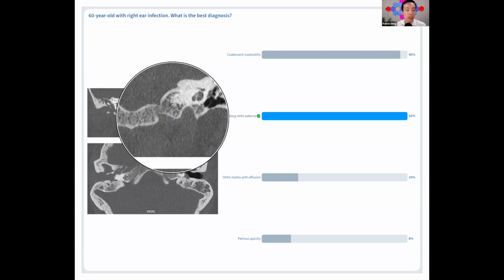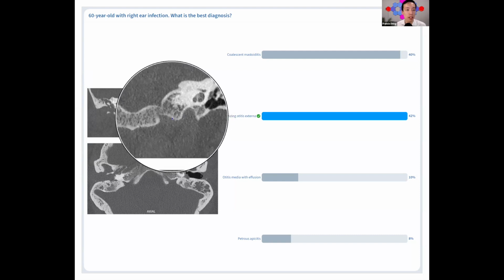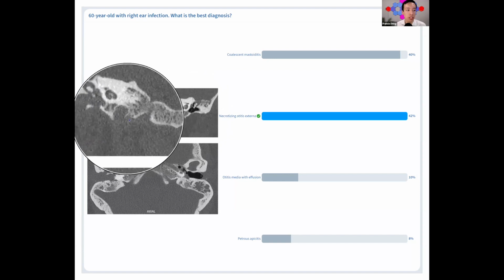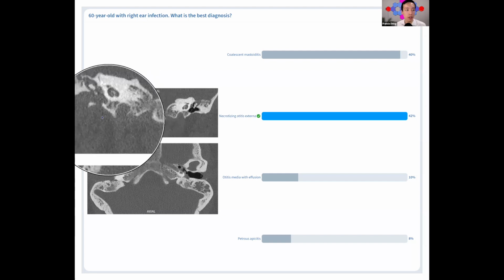Sometimes bone here is not really well mineralized, so you have to use symmetry to your advantage to know what is normal-looking cortex and what is not. And this is early erosion of the medial part of the inferior surface of the petrous temporal bone due to skull base osteomyelitis that has complicated their necrotizing otitis externa.